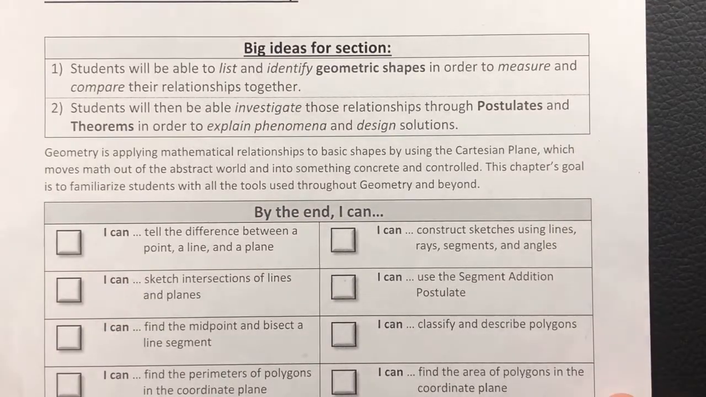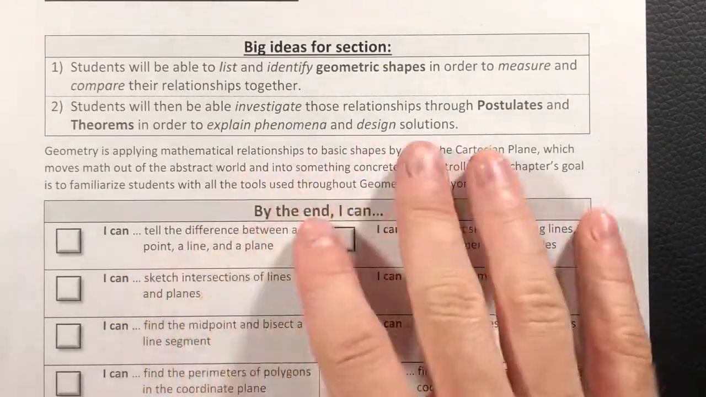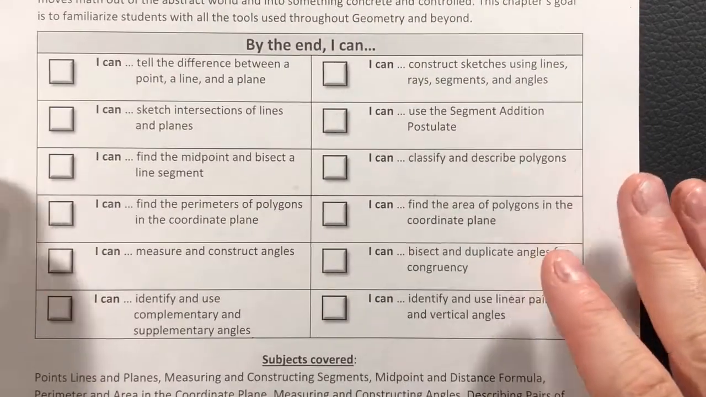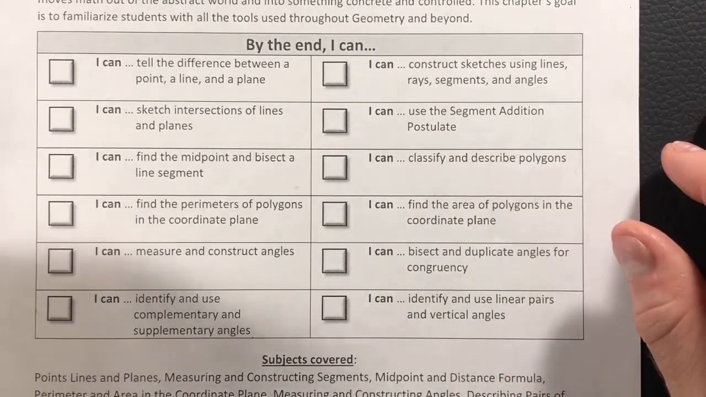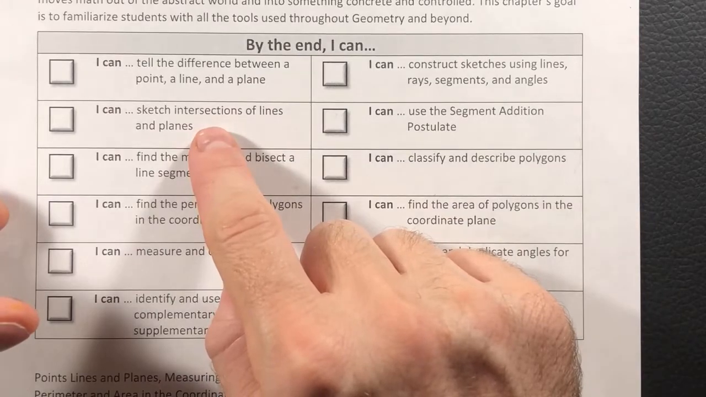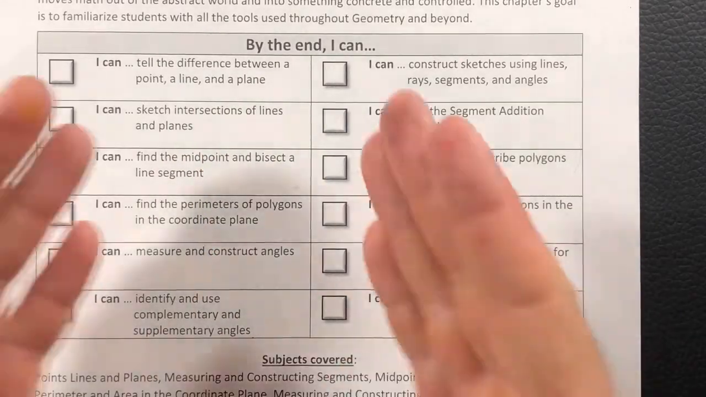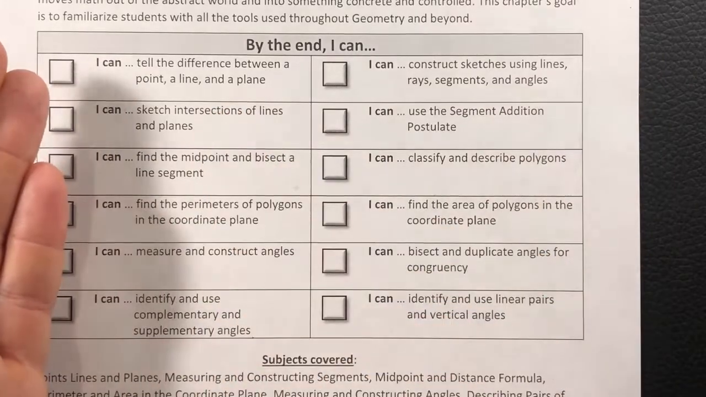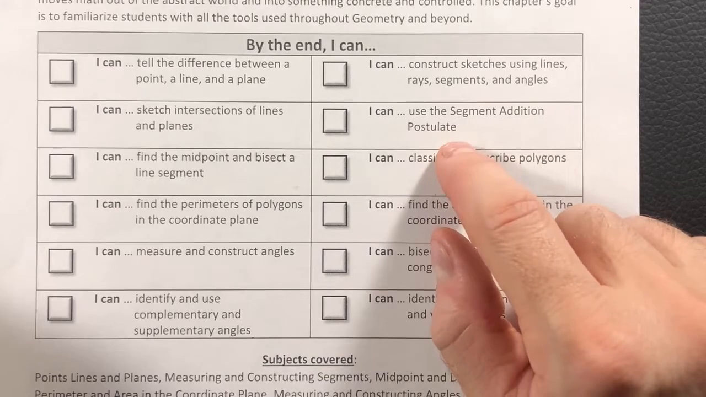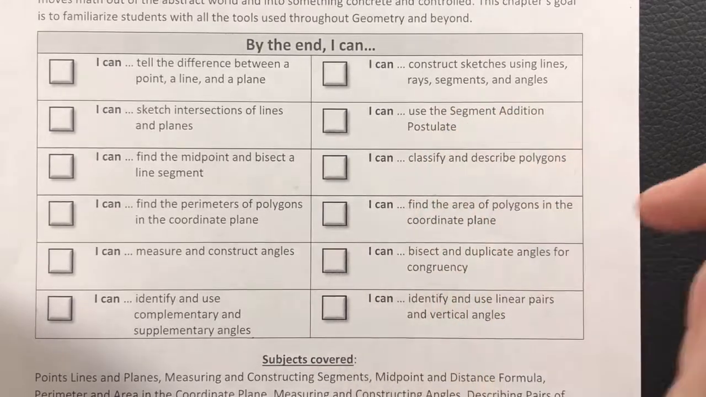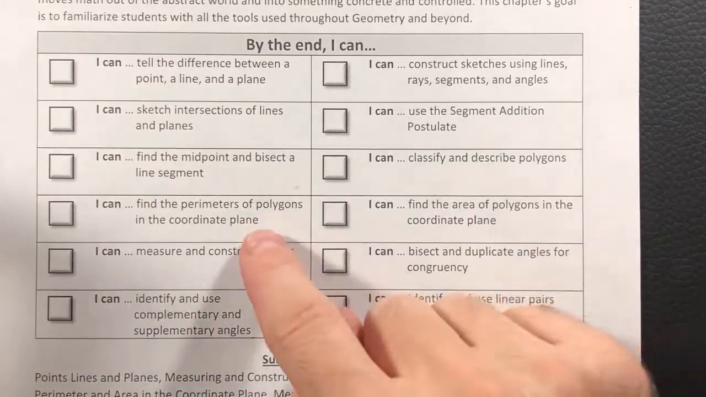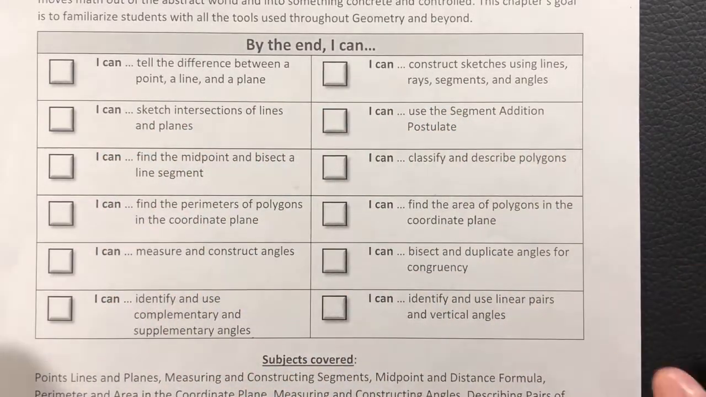Awesome. We talk about how we're moving things in the Cartesian plane. This is a big thing on how we measure things. And we've got some chapter goals. By the end of chapter 1, you should be able to do things like sketch the intersection of lines and planes. Sketching is a big thing. When we give you a scenario, we need to be able to sketch. Use things like the segment addition postulate. One of those postulates we're going to learn about and then use it to prove things. Find perimeters of polygons in the coordinate plane, among other things.